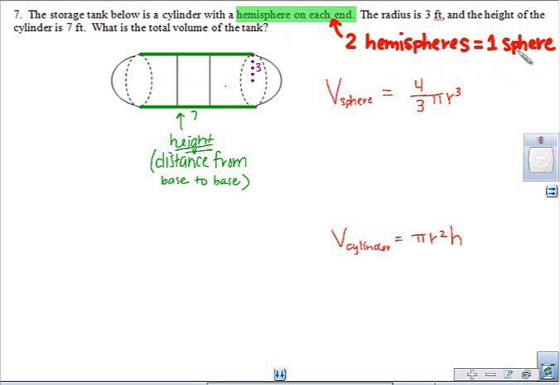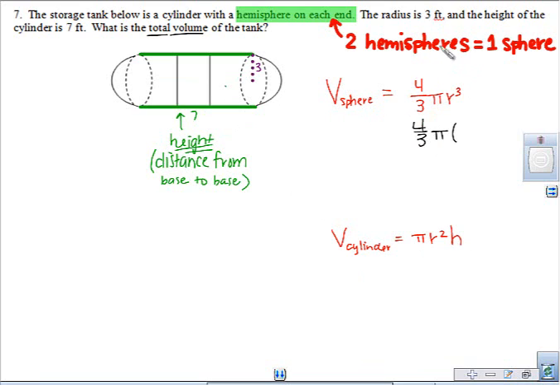So rather than worrying about finding half of a sphere here and half of a sphere here, you're going to end up with an entire sphere. So you may want to just go ahead and realize that. So we're trying to get the total volume. So we want the volume of the sphere, which here's the formula, and the volume of this cylinder, which here's your formula. So for the sphere, it is 4/3 pi.